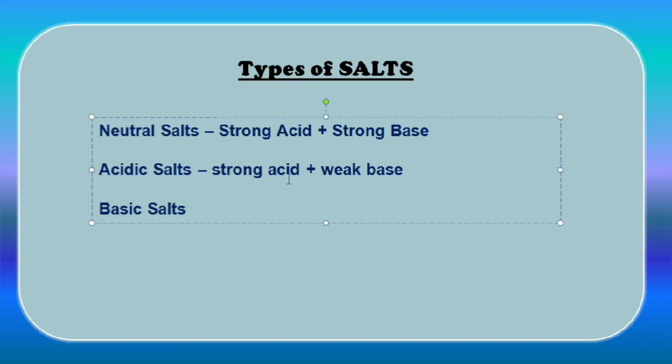So which one is strong here? Acid. So the salt formed will have a pH of acidic nature. Whereas basic salts are quite the opposite to acidic salts. Here the acid is weak in nature and the base is strong. When a strong base reacts with a weak acid, it forms basic salts.